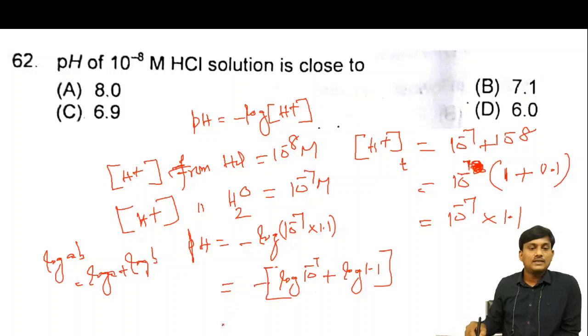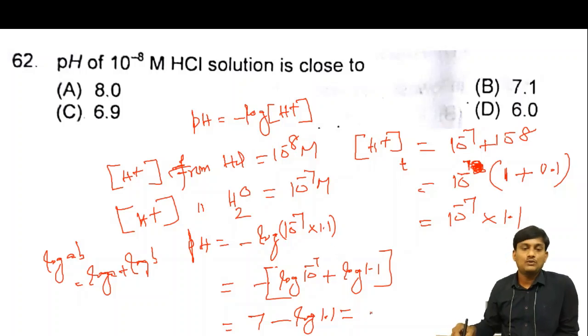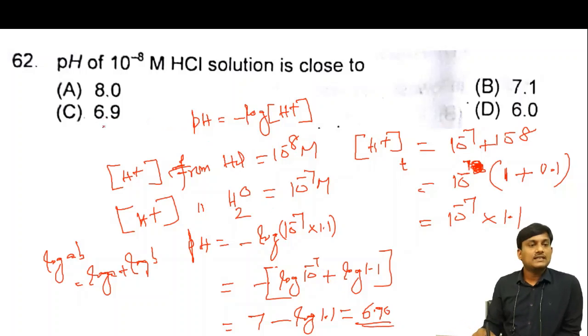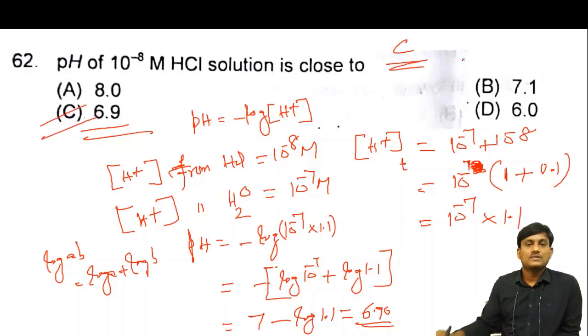So finally, log 10 to the power of minus 7 means it's minus 7, minus of minus is plus, so 7 minus log 1.1. When you substitute the log 1.1 value, you will get around 6.96 like that. So what is the correct option? 6.9 is the correct option. C is the correct option.